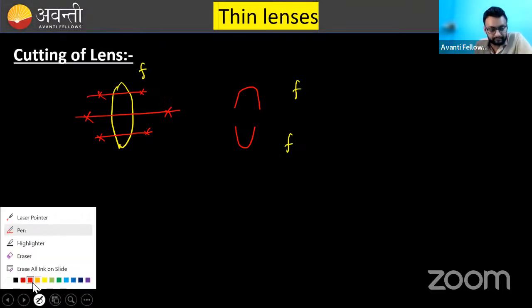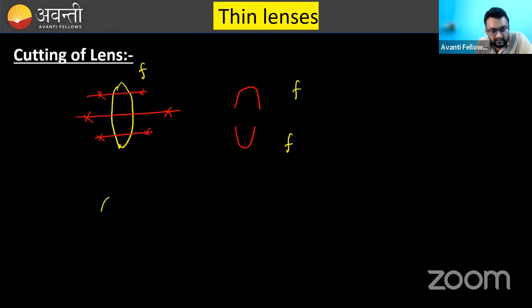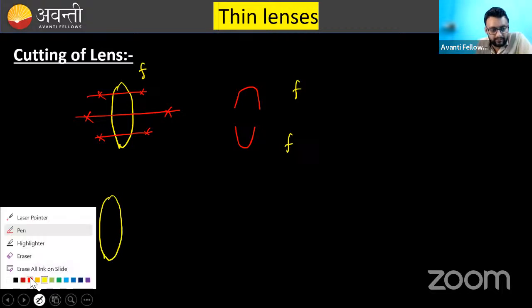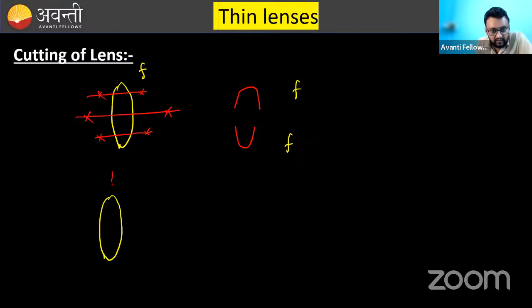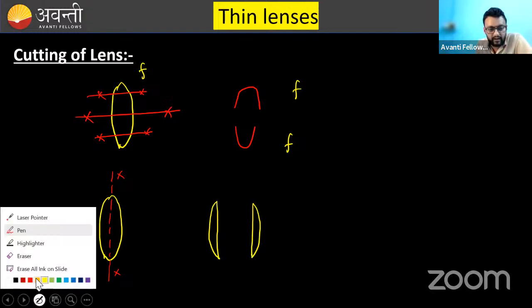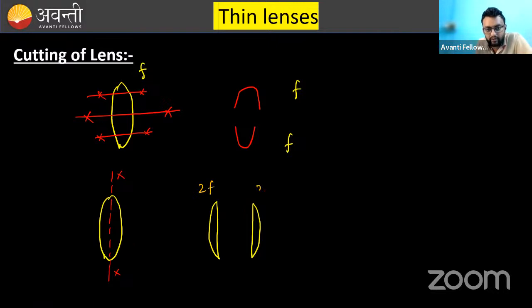Now, another concept is you can cut the lens perpendicular to the principal axis, like here, from here to here. You can cut the lens in two equal pieces. If you do so, each part will be something like that. This is a plano-convex lens, and the other part will also be a plano-convex lens. Both parts will have a focal length double the original focal length, that is 2f and 2f.